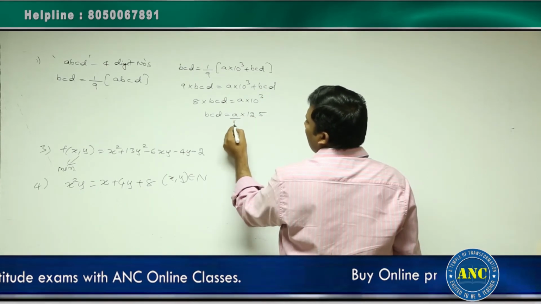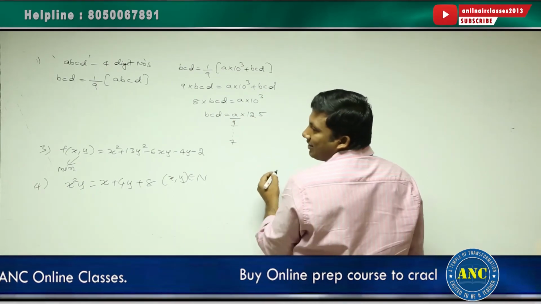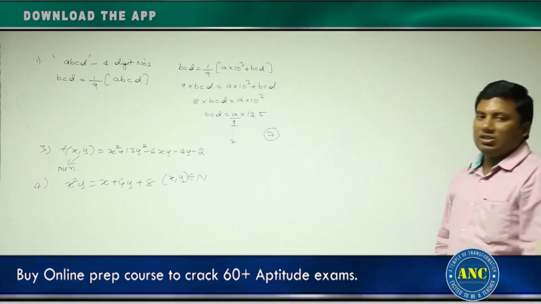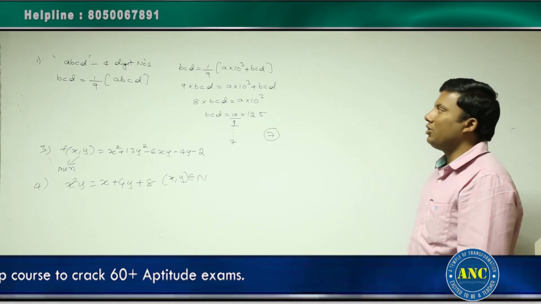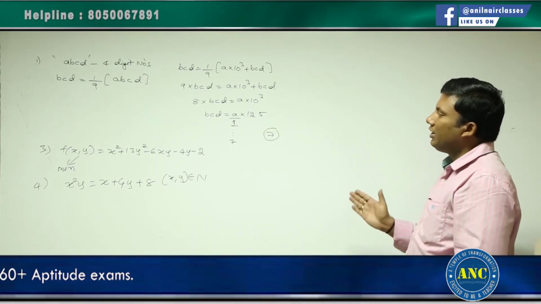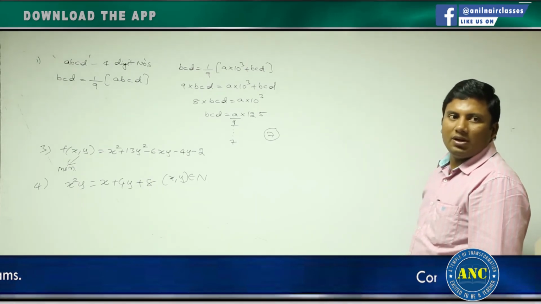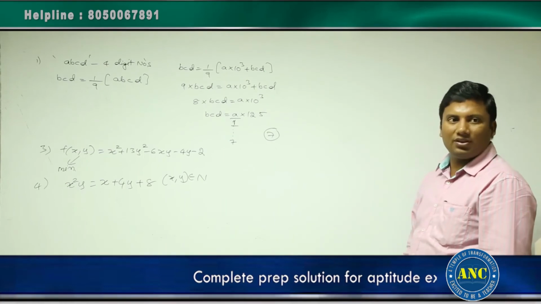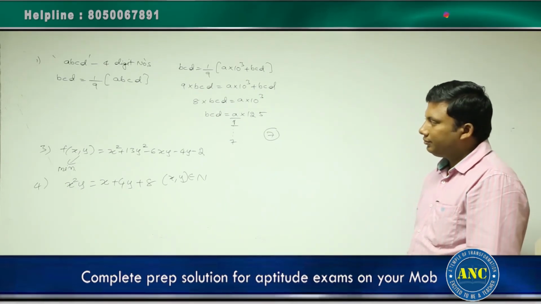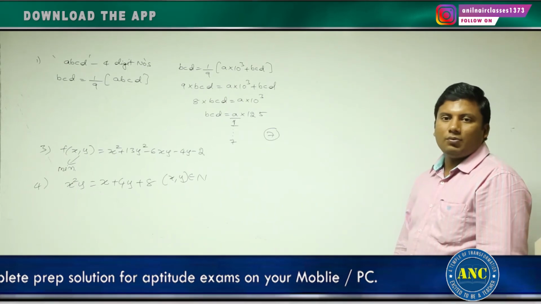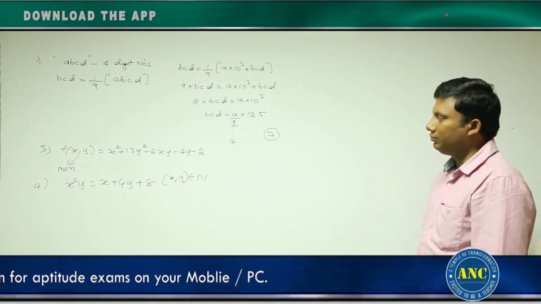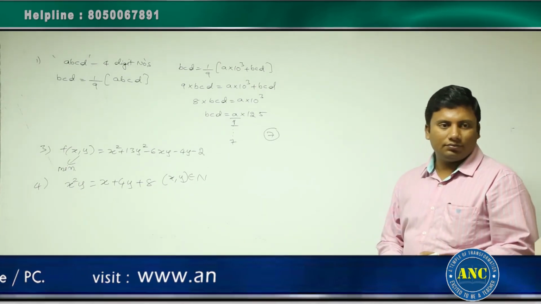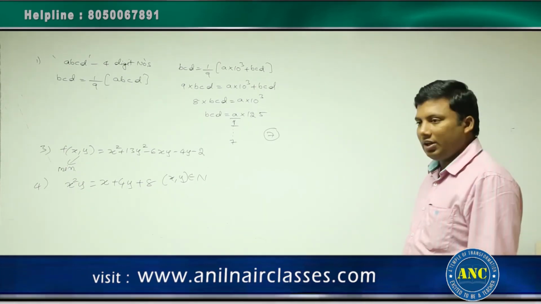A will take from 1 to 7 because it's a 3-digit number. A is there in thousands place, so it is A into 10 cube plus BCD. 8 into BCD is A into 10 cube, BCD is A into 125. A cannot take 0 because A is the leftmost one. Clear?